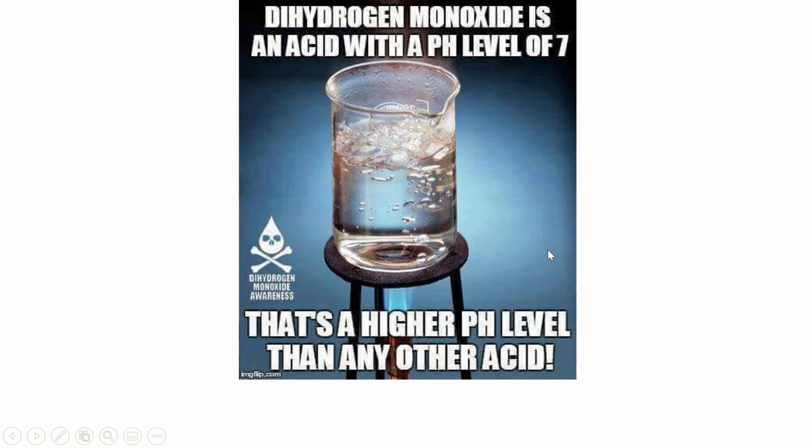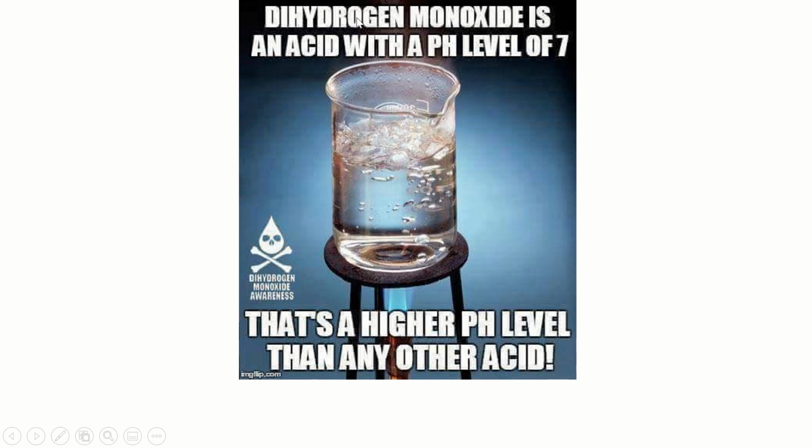Okay, so here's a meme that I think is personally hilarious. Dihydrogen monoxide is an acid with a pH level of 7. That's a higher pH level than any other acid. And they've put a boiling beaker of water on a Bunsen burner to make it look really scary.